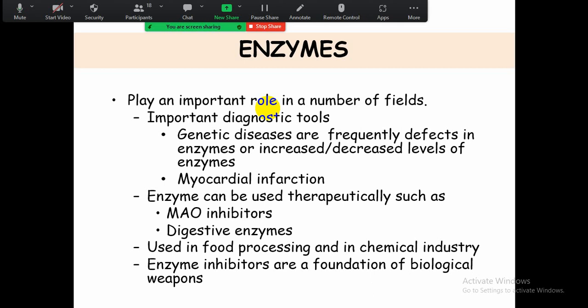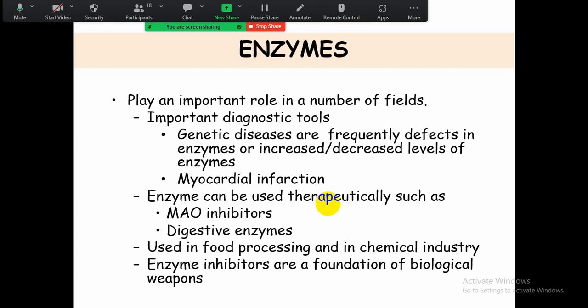We also have myocardial infarction, that is any heart disease. Enzymes can be used therapeutically. Whenever you hear therapeutically, it means what? Medicinal or treatment. So enzymes can be used to cure diseases. For instance, in digestive enzymes, we also have monoamine oxidase inhibitors. We will come to that.